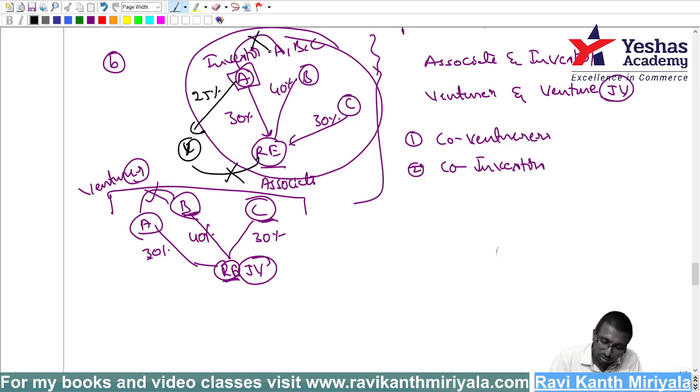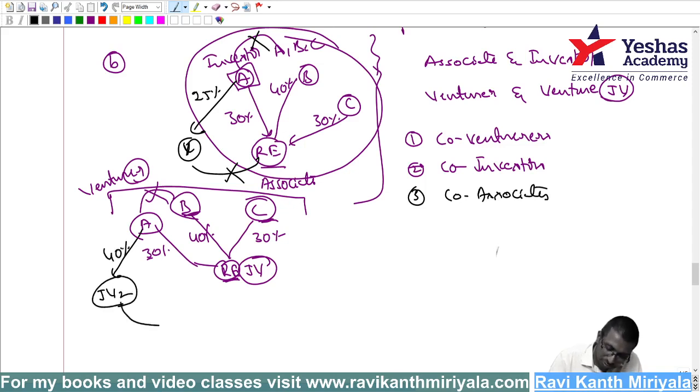What are these two? These two are co-associates related to the same investor. That's why, third bit, I'll say co-associates. No, co-associates are also not related parties. Yeah, suppose this A has a 40% stake in joint venture 2.